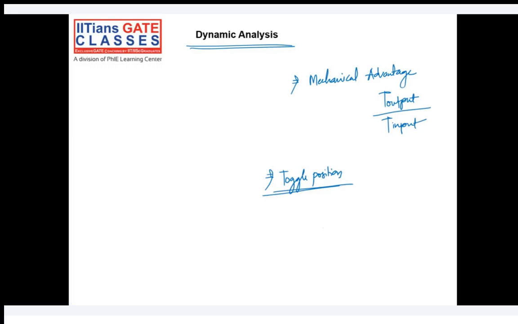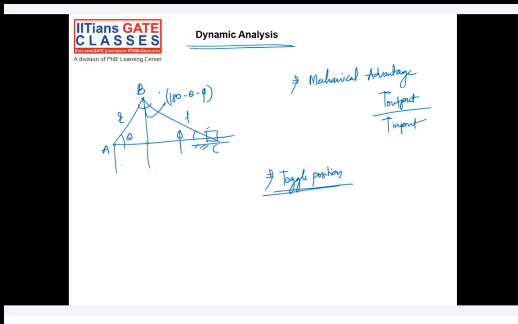But you already know, for example, this is a slider crank mechanism. If this is theta and this is phi, this will be 180 minus theta minus phi. This is R and L. This is a general slider crank mechanism, and with this you should be able to calculate all lengths and angles. This length will be R cos theta, this length will be L cos phi, and the vertical height at this particular instant will be R sine theta, which is equal to L sine phi.